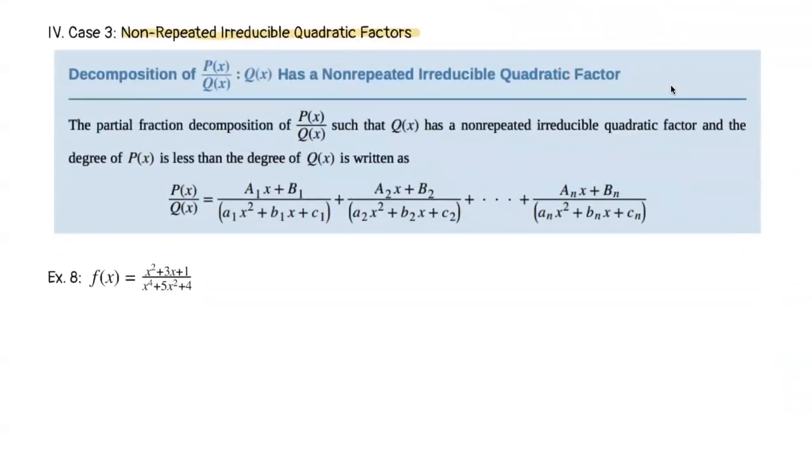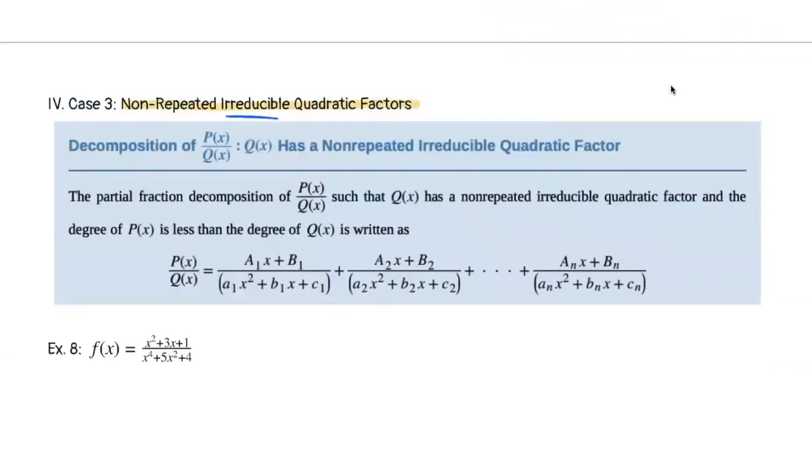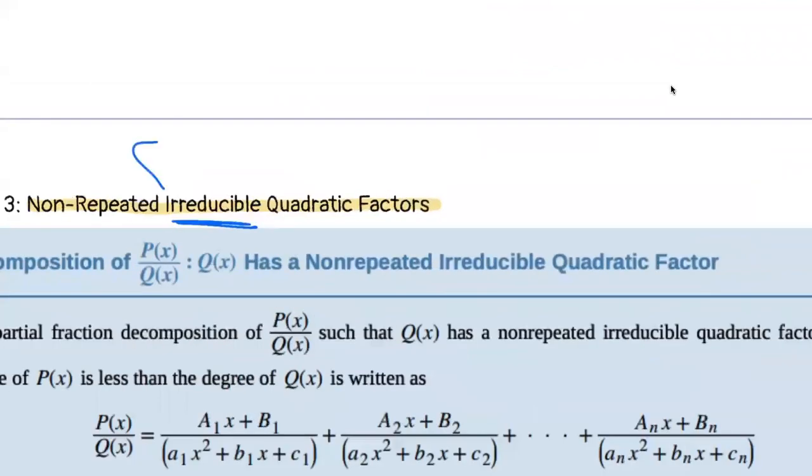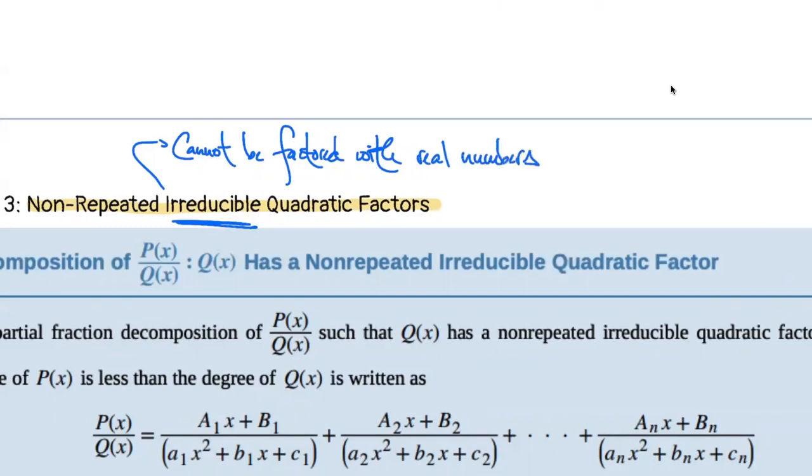All right, so let's take a look at case number 3. Case number 3 talks about non-repeated irreducible quadratic factors. And the key term here is irreducible. Irreducible means that there are no real numbers that you can factor this into. So let's write this here. This means that it cannot be factored with real numbers.